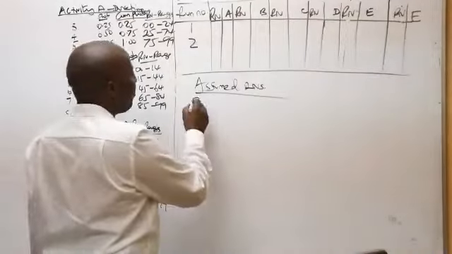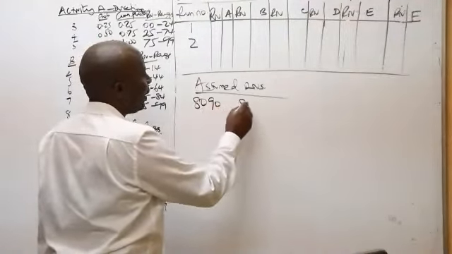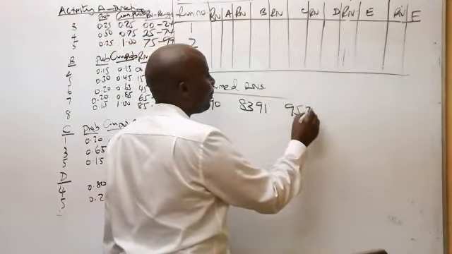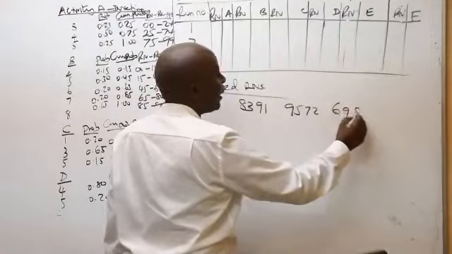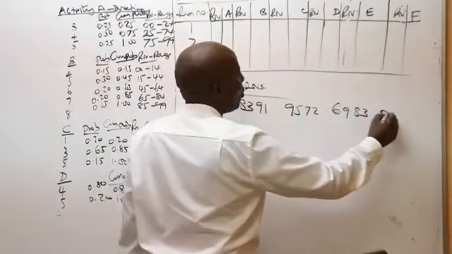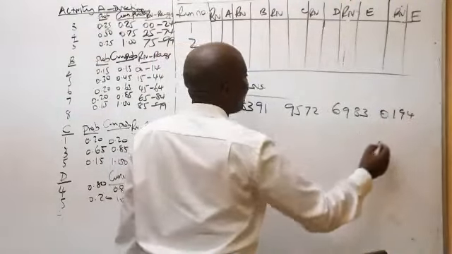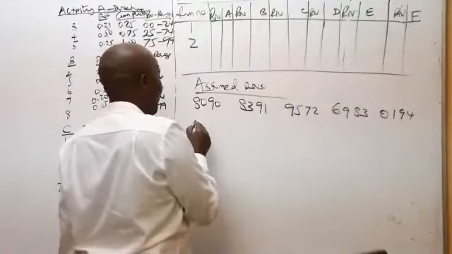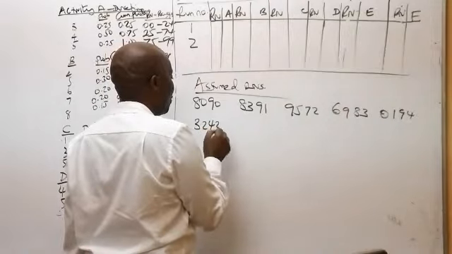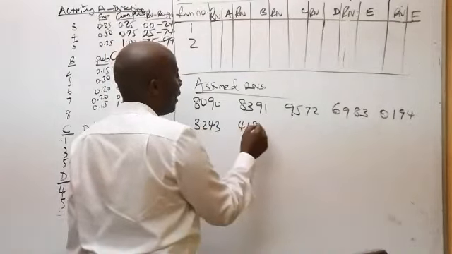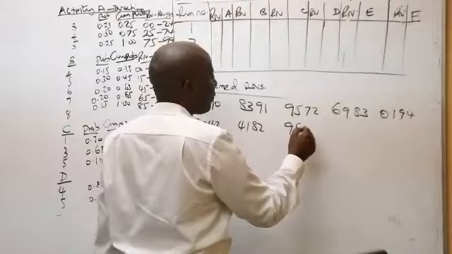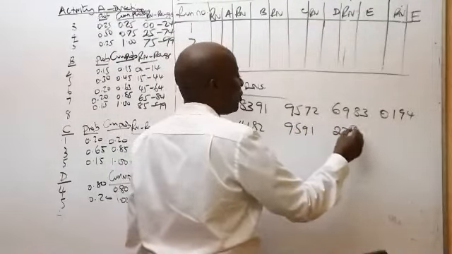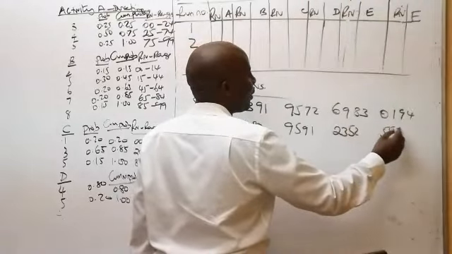So we have, for example, 80, 90, 83, 91, maybe 95, 72, 69, 83, 01, 94. So we have here, for example, 32, 43, 41, 82, 95, 91. We have, for example, 23, 52, 55, 61.